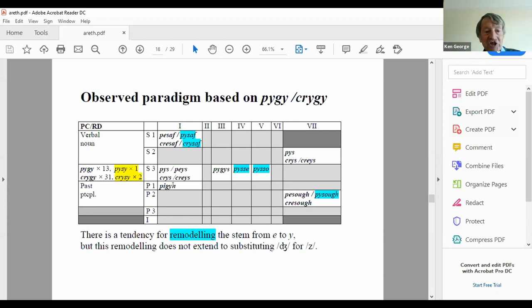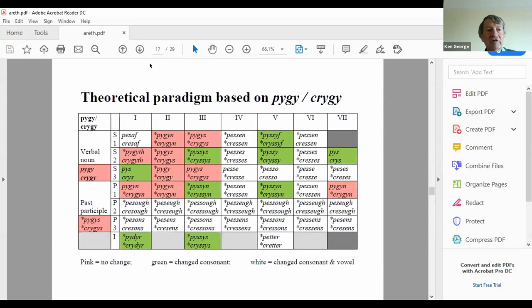We find here pidgin, we pray, fits pidgin. That's what you would expect. But in other cases, for example, here, we find that there is remodeling from e to i. But there's no remodeling of substituting j or z. There is no remodeling of palatalization here. So the fit is reasonably good, but it could be better.